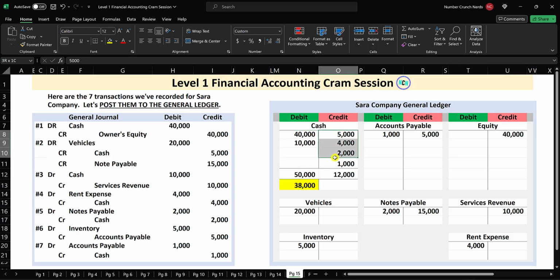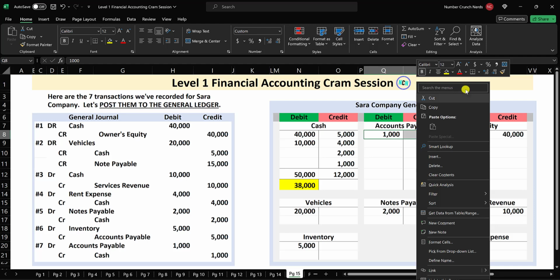This account had $12,000 in credits. If you take the debits and you subtract off the credits, that leaves a $38,000 debit balance in this account. And the account is cash. Cash is an asset. Assets normally have a debit balance. So this looks appropriate. Let's go to the next one.